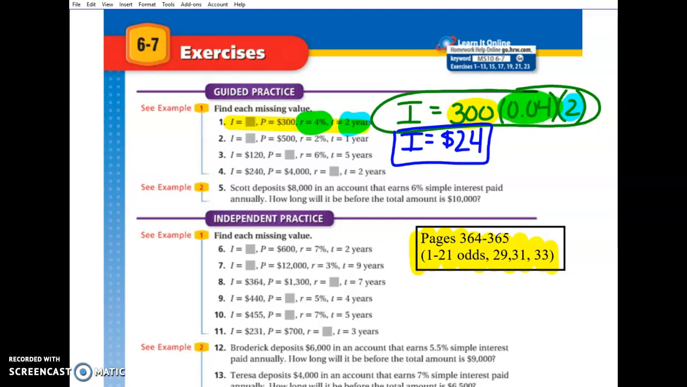Now you only have 13 more to do. I'd like you once again to write your work out in the equation and solve for it. Please check your work, share it with me, and tomorrow's going to be kind of a catch-up day.